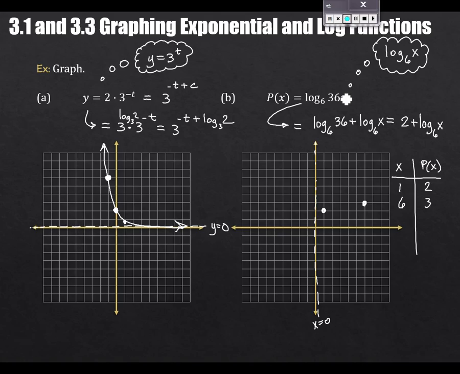You could also put in any other interesting x values you want. What else do you like? How about 1/6? That'd be a fun one. What would that be? 1/6 comma 0. 6 comma 3. I don't know, somewhere in there. All right, so one way or another, we've got a couple points. We've got the vertical asymptote, and there's our pretty picture.